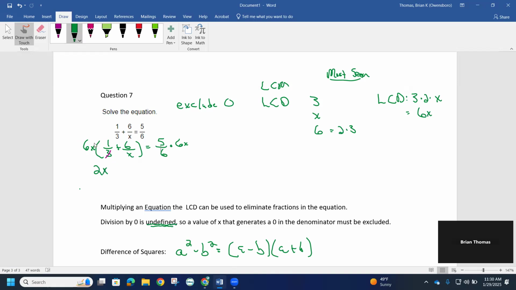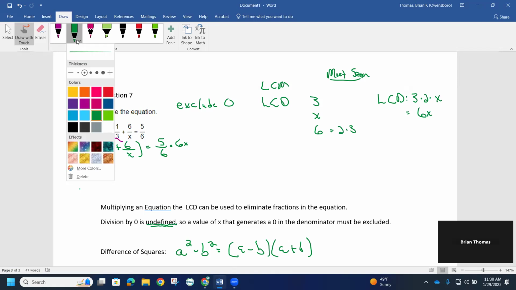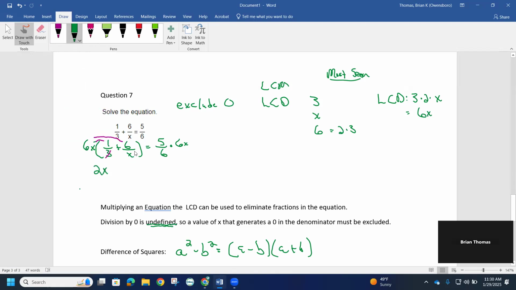Now I need to multiply the 6x not only through here, but also through this part. When I multiply the next part, these x's are going to cancel, which is going to leave me a 6 to multiply through. 6 times 6 would be then this 36. On the right-hand side, when I multiply this 6 times 6x, the 6 is going to cancel this 6 and just leave me an x. So 5 times x is going to give me just 5x.